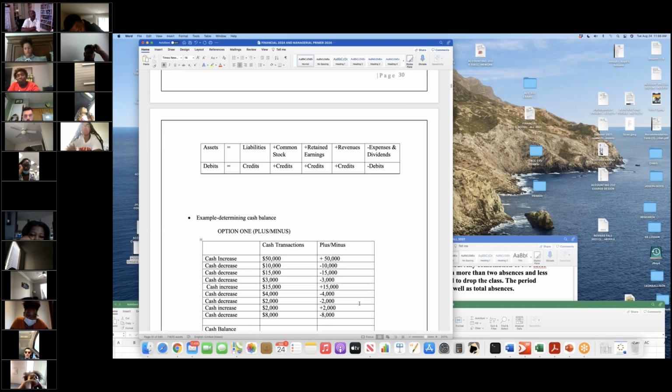So this was your business and you start off with 50,000 in cash. You paid out 10 and 15 and 3. You got 15 in, you paid out 4 and 2. You got 2 in and you paid out 8. How much cash do you now have? Anybody know how much cash they have?